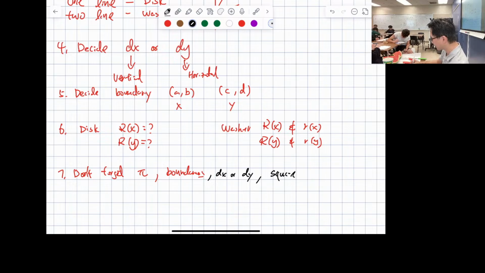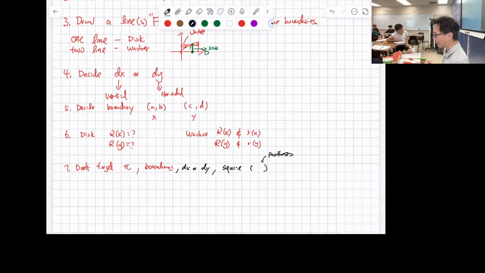And parentheses. Don't forget those things. Just to double check you didn't forget everything at the end: do you forget pi? Do you forget a square? Do you forget a dx, dy? Do you forget a boundary? Do you forget a parenthesis? Parentheses is very important.